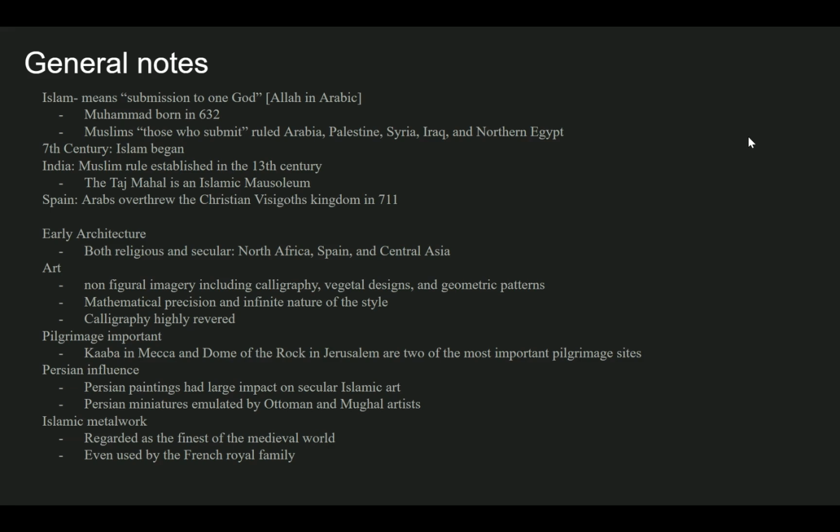And the Dome of the Rock in Jerusalem are two important pilgrimage sites. They're from earlier time periods, so we study those in the fall, of course. Many artworks that we'll study have Persian influence. They had quite an influence on secular Islamic art, secular meaning artworks we'll see for royalty and whatnot. And Islamic metalwork was highly regarded during the medieval ages. We'll look at an art piece where the French royal family even used Islamic metalwork.